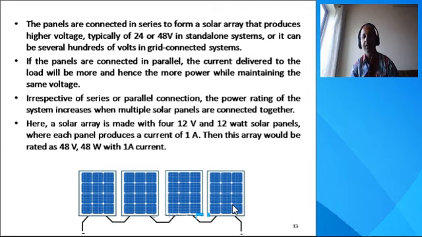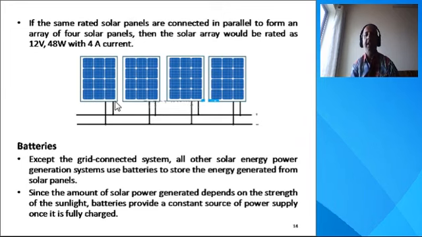Now if we want to obtain the 4 ampere current, then we have to connect all these 4 panels in parallel. When we are connecting all the panels in parallel, the voltage will be the same, that is 12 volt, power will be 48 watt, and the current will be 4 ampere. So in this way we can connect the solar panels to form a solar array as per our requirement, either in series or in parallel combination, or a combination of series and parallel.